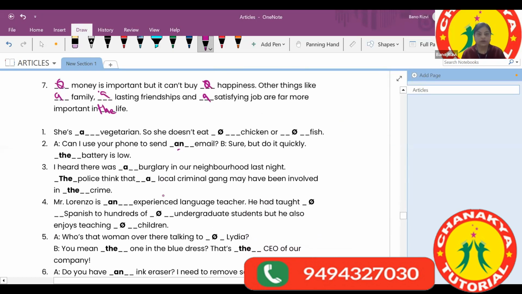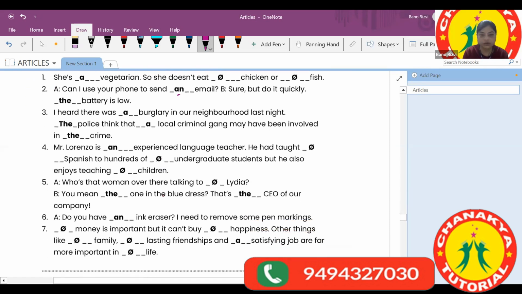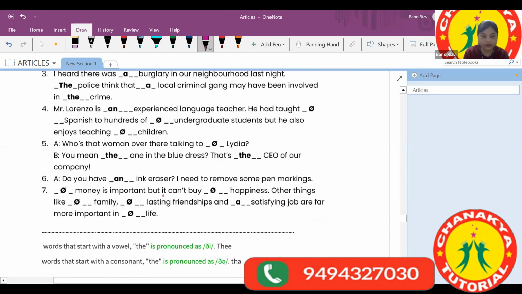So money is not. There is. This is also wrong. Okay, it is no article. This one also is no article. Okay, a satisfying job is far more important in life. There is the will not come. It will be no article. Okay, because life is general. Okay, there is no article when we are generalizing.